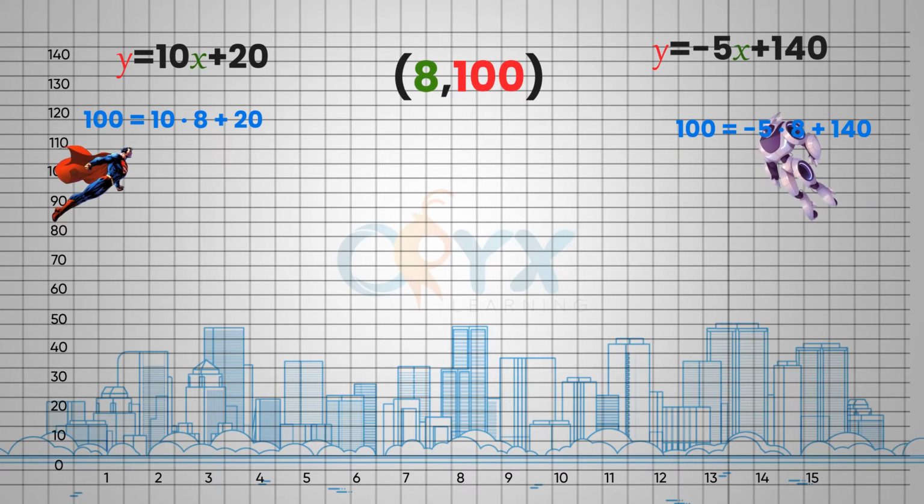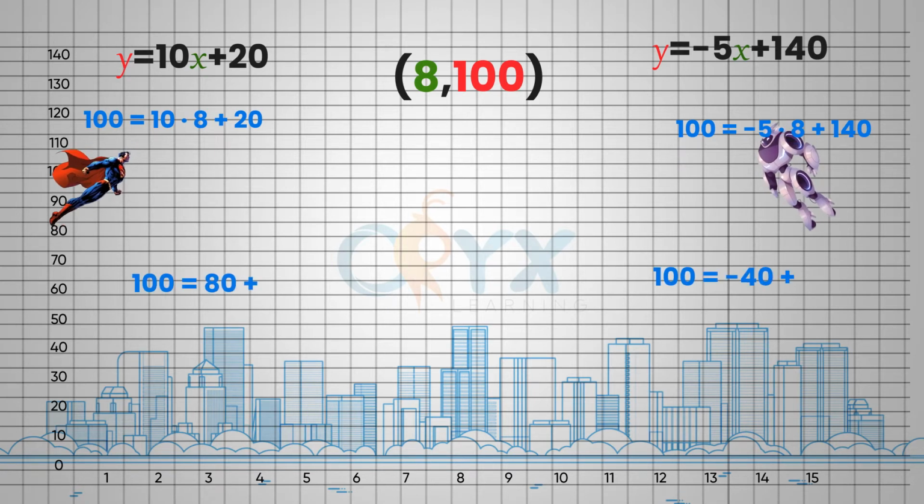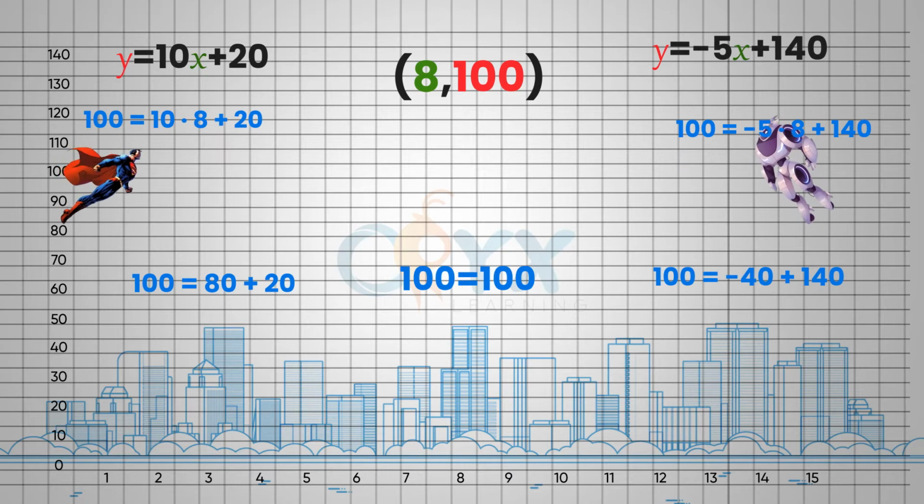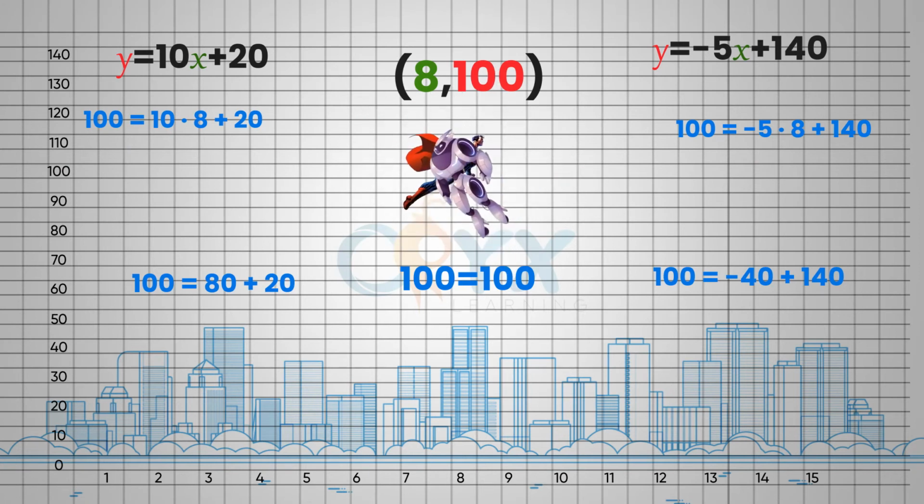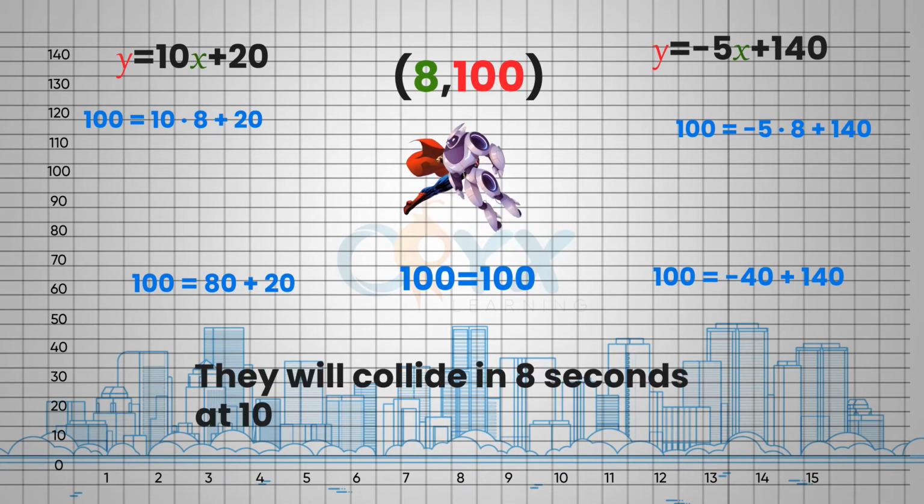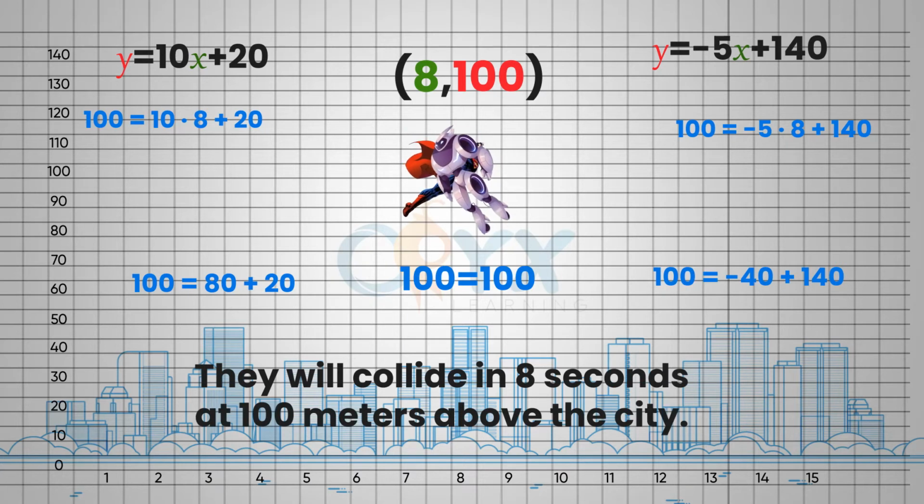So here we have on the left 100 equals 10 times 8 plus 20, and on the right 100 equals negative 5 times 8 plus 140. In both cases, they will simplify down to 100 equals 100, satisfying both of the equations. That means that Superman and the alien will indeed collide at the point 8, 100, meaning that they'll collide in 8 seconds at 100 meters above the city.